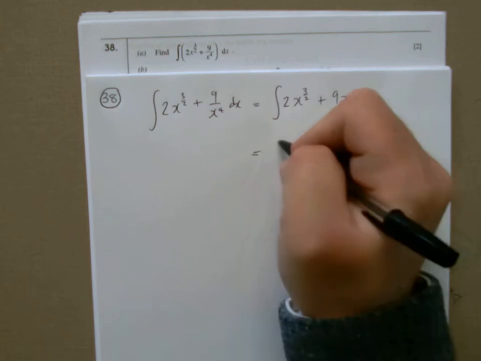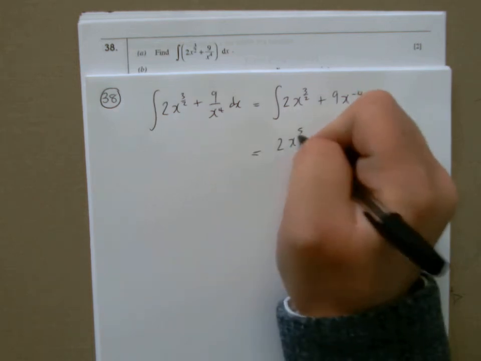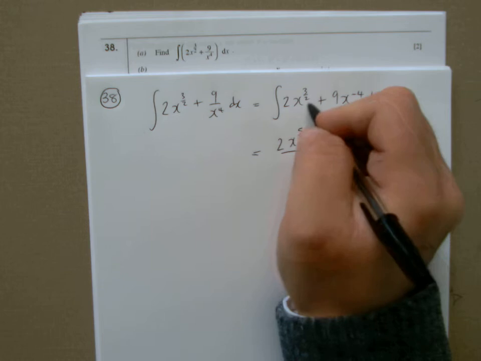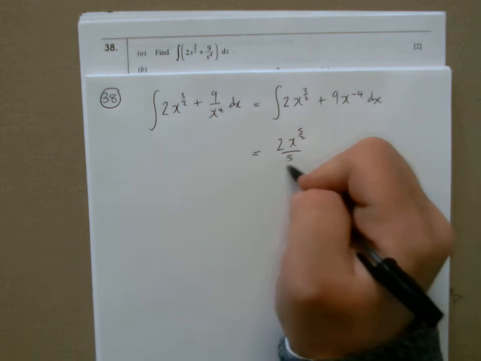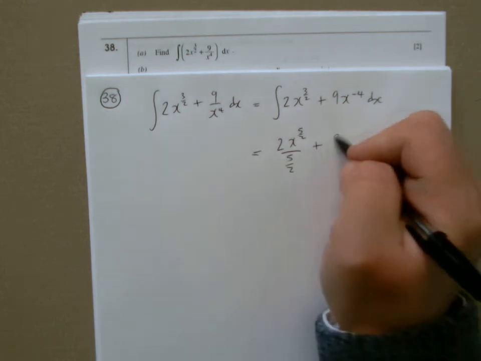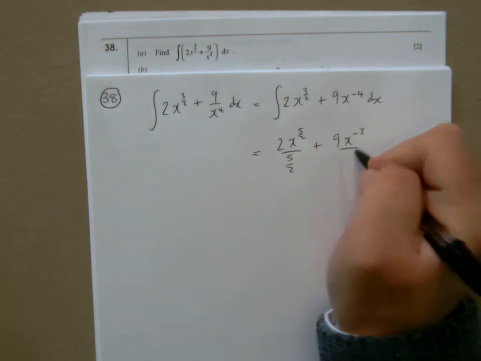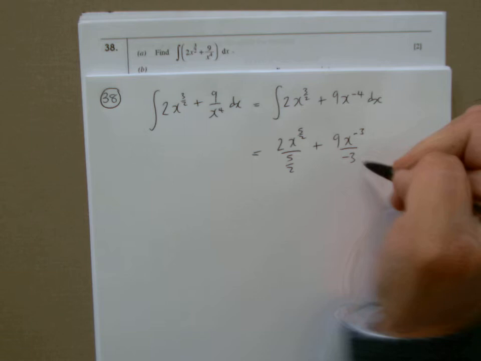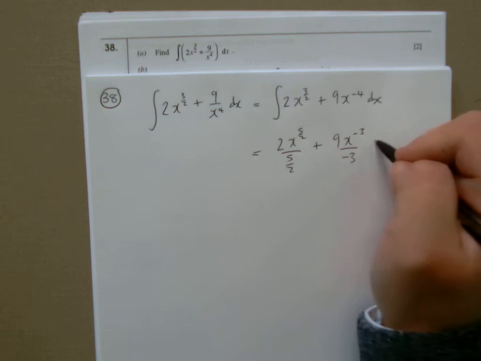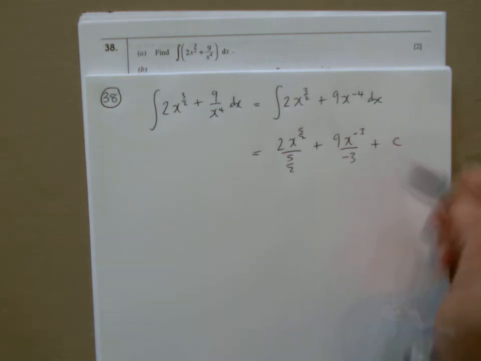So remember, when you integrate, you add 1 to the power, so that becomes 5 over 2. Just check on your calculator, 3 over 2 plus 1. Divide then by that new power. And then the same here, add 1 to that power, so you get minus 3. Divide then by that new power, which is minus 3 again. And then, of course, don't forget to add on a constant.